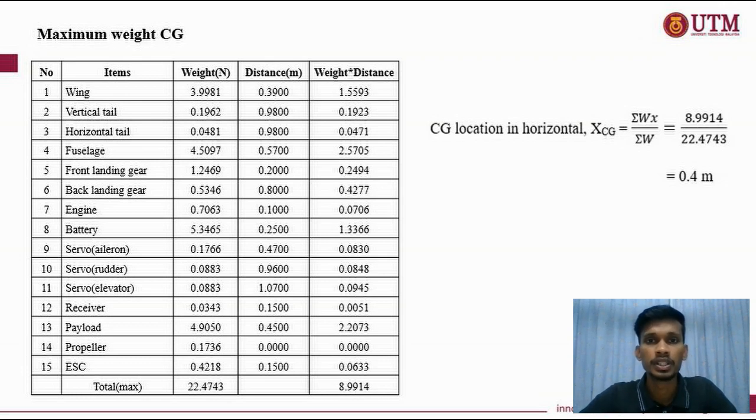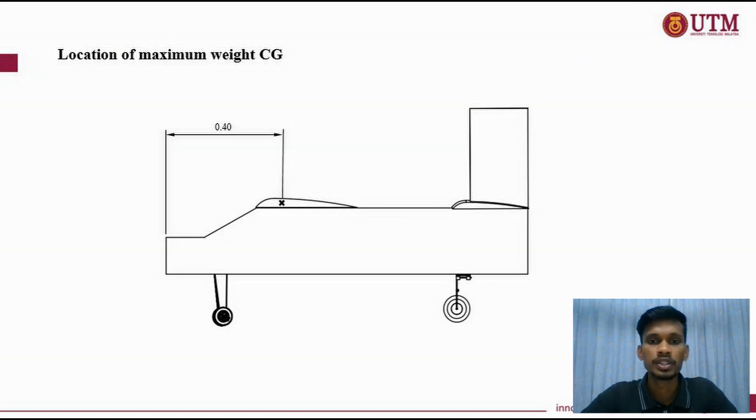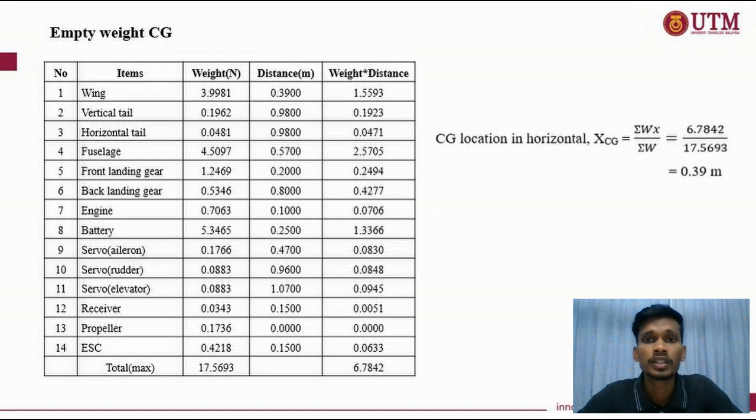It can be seen here from our calculation that the CG location in the horizontal axis of maximum CG is 0.4 meters from the front of our aircraft. In this slide, we can see the location of maximum CG on our aircraft. Next would be the empty weight CG.